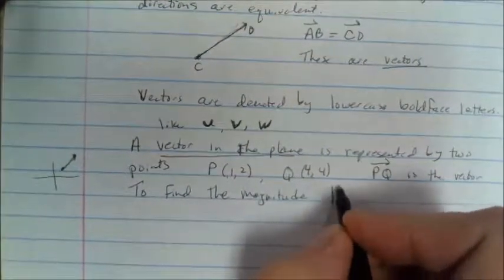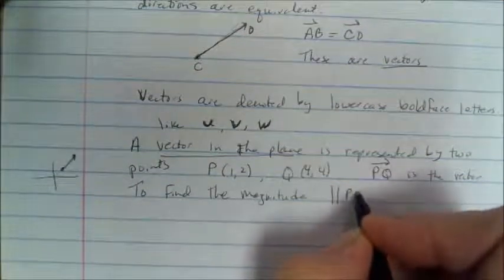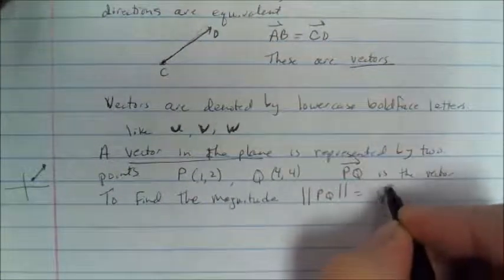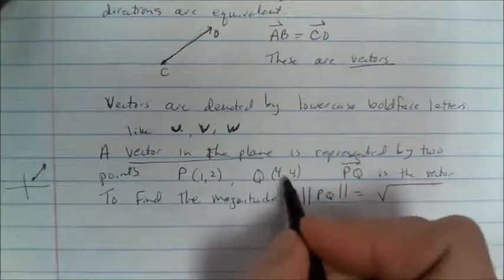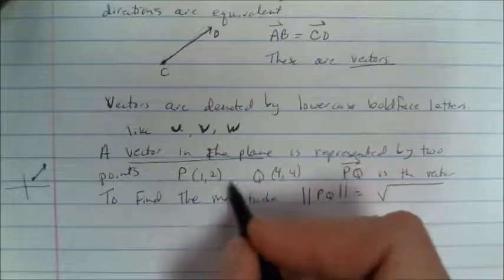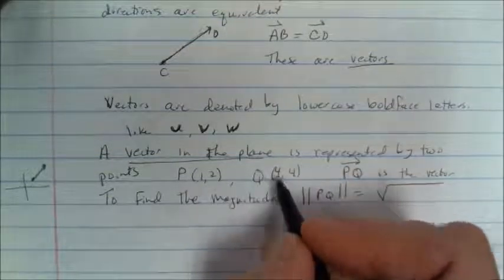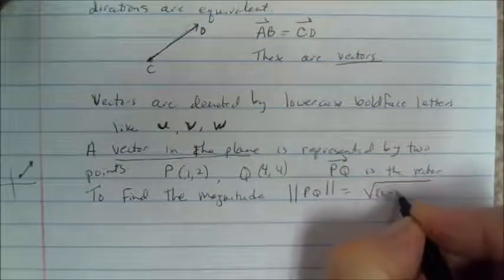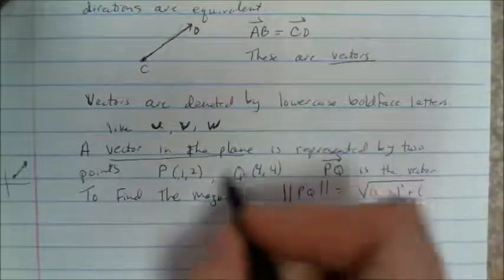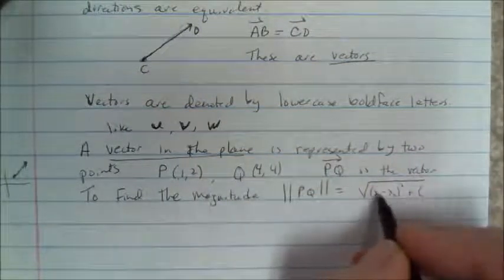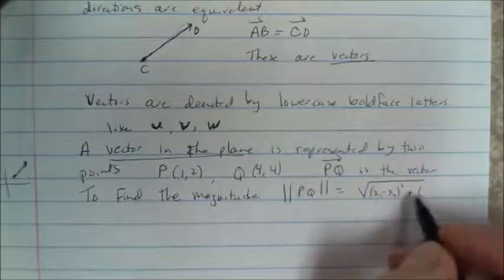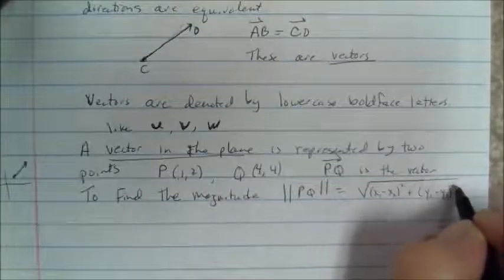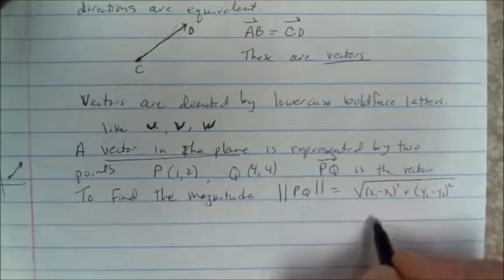So if you want to get the magnitude of PQ, you can find that with the square root formula, and you can just use the distance formula, which is the square root of x1 minus x2 squared plus y1 minus y2 squared. It doesn't matter which goes first, the x1 or the x2 or the y1 or the y2, because when you square them, you're going to get the same answer. So there's your magnitude formula.